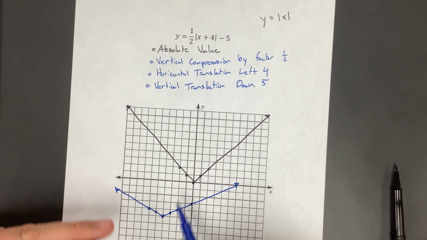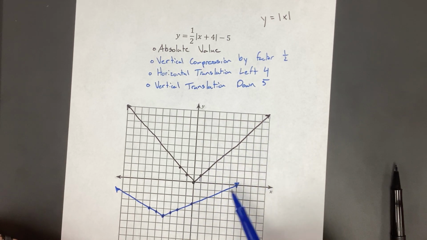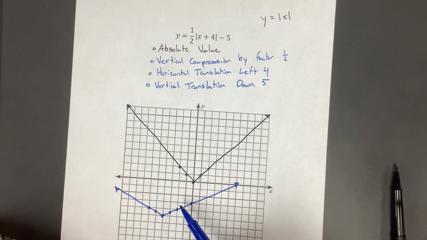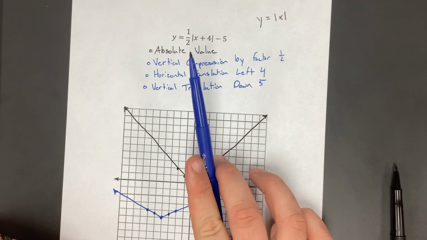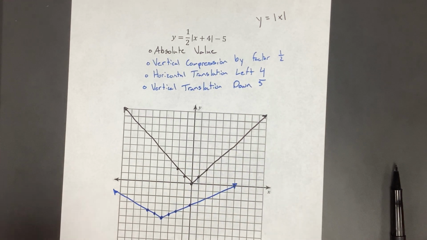And notice, what started out as a slope that looks like 1, 1, because it's a slope that looks like 1 over 2, what our A value was. Kind of works like our slope for our absolute value.